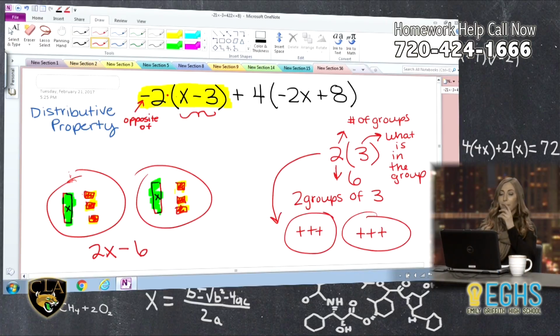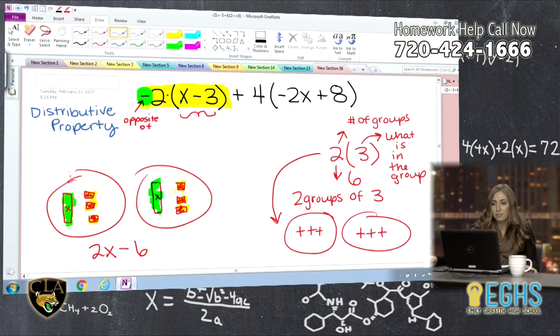And then I mentioned that this negative sign in front, this guy in green, means the opposite of. Let me give you an example. Opposite of +3 is -3. Opposite of 7 is -7. Opposite of -10 is +10. We just switch the sign for opposites.